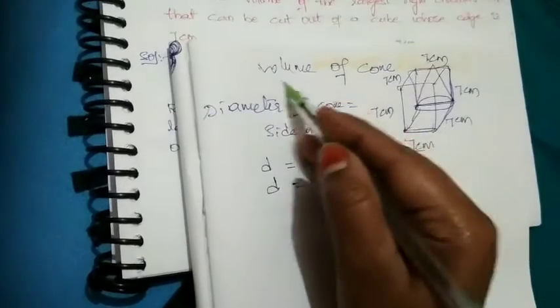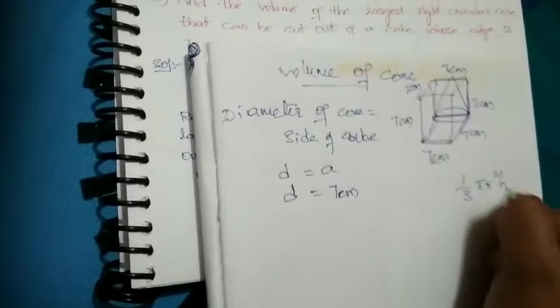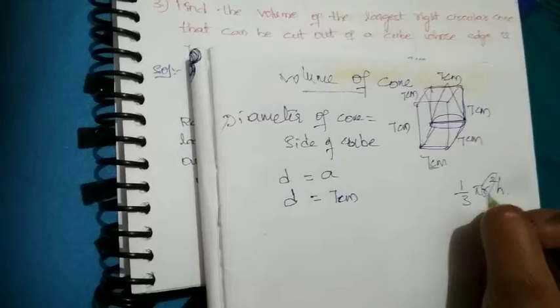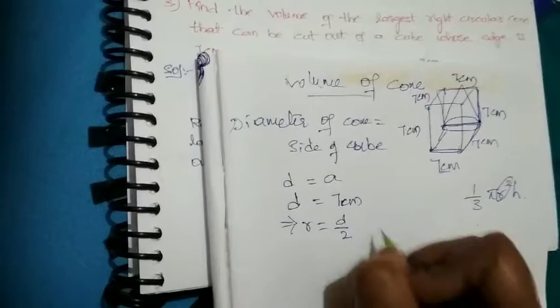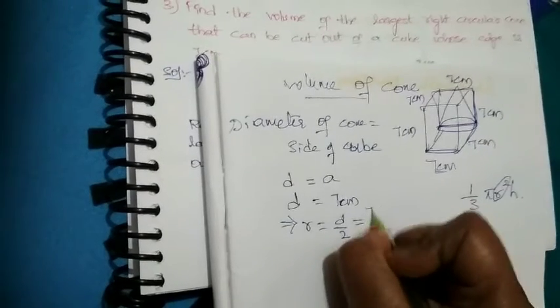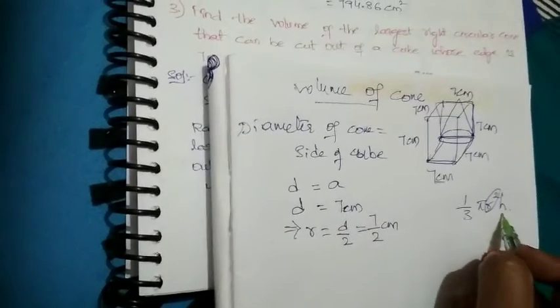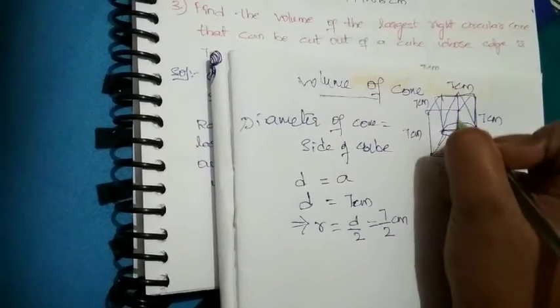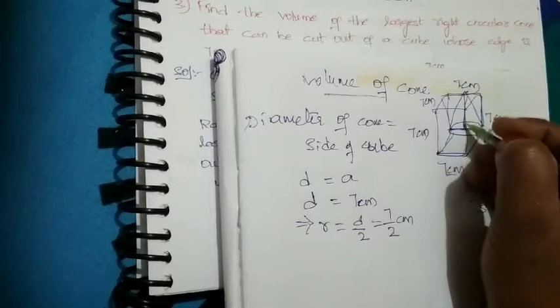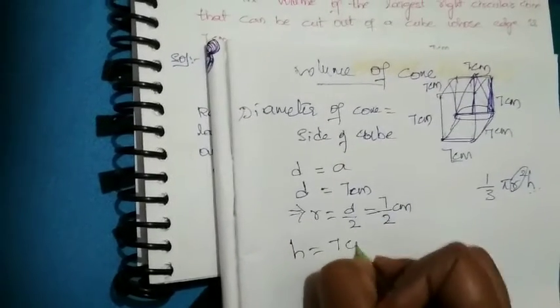Now we want the volume of the cone. We know that the volume of a cone is 1 by 3 pi r square h. So we want the radius. To find the radius from the diameter, we have the formula r equals d by 2. D is 7, so r is 7 by 2. Now h. The height of the cone is equal to the side of the cube. If you see here, this is the cone height and this is the side of the cube. Both are equal, right? So the height is also 7 centimeters.